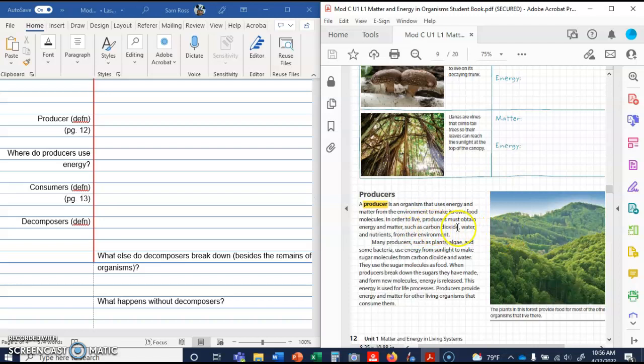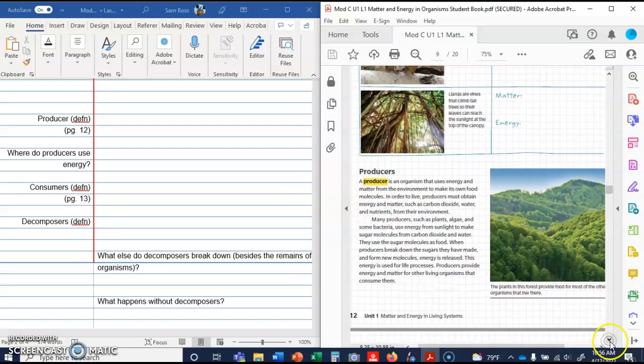Where do producers use energy? Many producers use energy from the sunlight to make sugar molecules from carbon dioxide and water. So producers use energy from the sun to make sugar from carbon dioxide and water. That would go here. And then we're on to page 13.